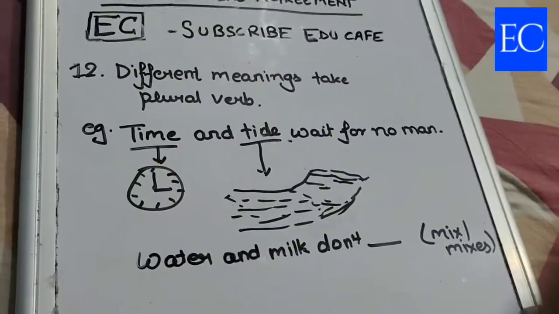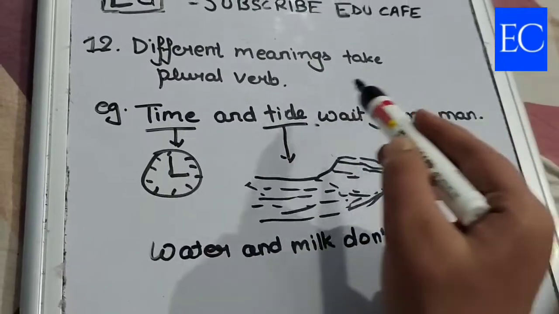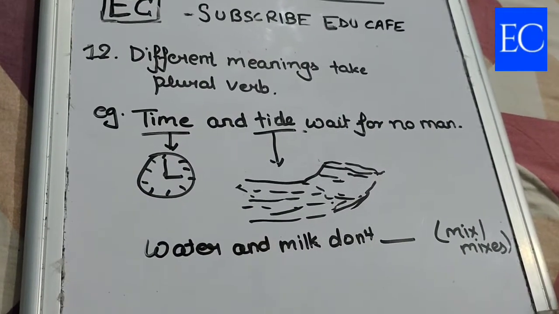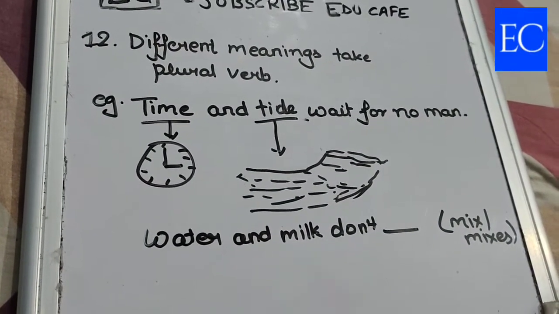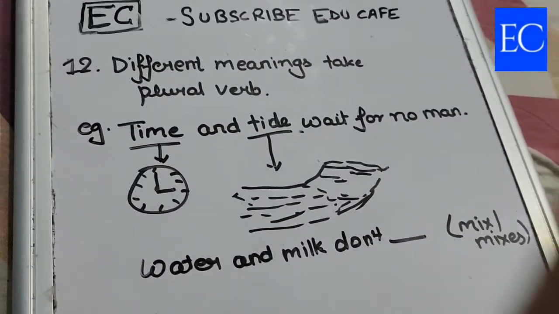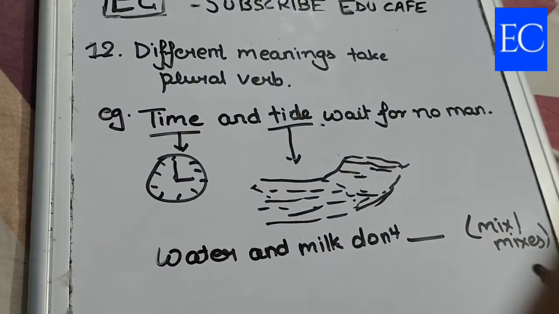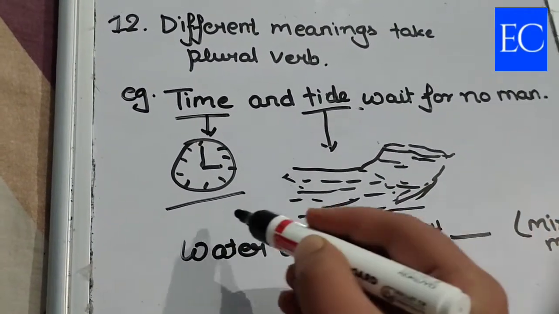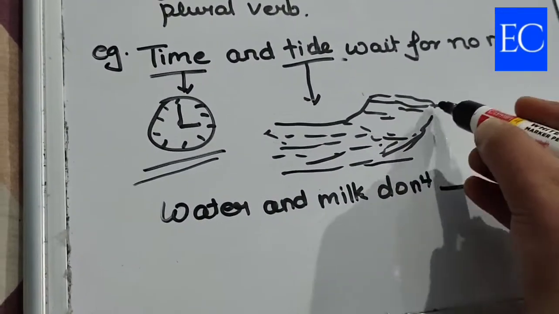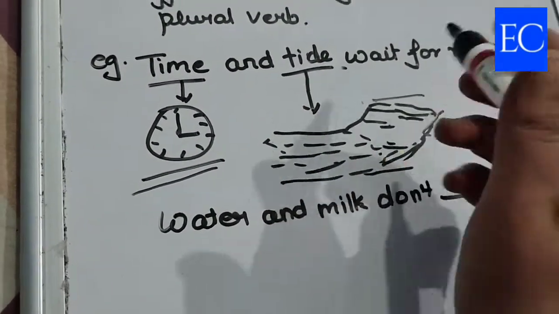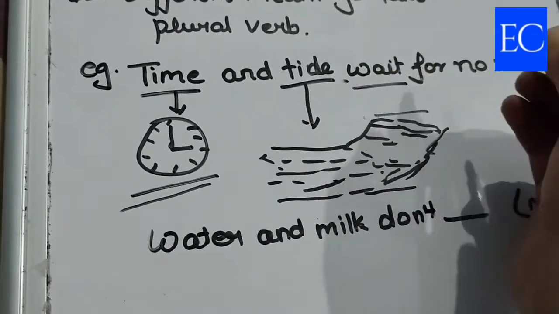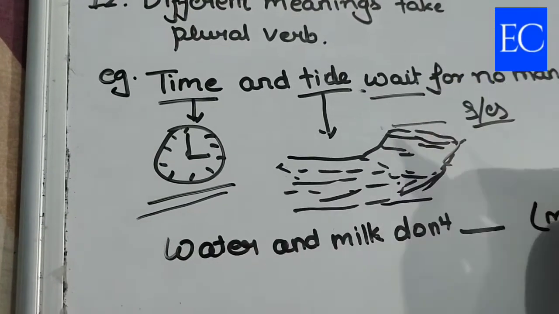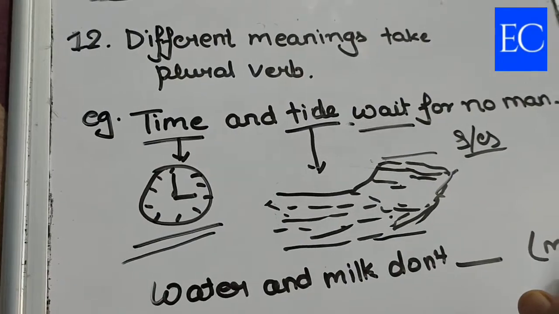Rule number 12 of subject verb agreement states that different meanings take a plural verb. In the previous rule, we studied that similar meanings take a singular verb. We have seen examples of similar meanings like "rice and curry is my favorite dish." But this is different. Different meanings take a plural verb. Time and tide wait for no man. We have also heard this. Time and tide are totally different. Time is time itself, while tide is formed due to the rise in sea levels due to the speed of the water. They are totally different, and hence the verb is "wait". "Wait" is plural, not singular, because when we add s or es to a verb, it becomes singular. But it is plural because no s or es is added.